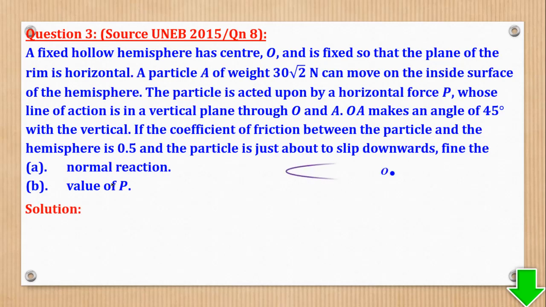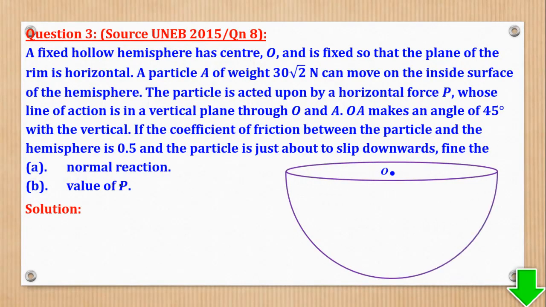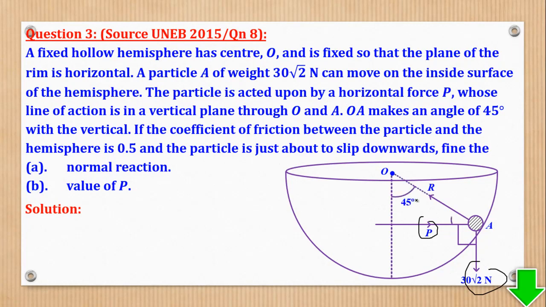So first I need to make a sketch of our hemisphere, and then put a particle at a certain point where it is at the point of sliding downwards, but maintaining equilibrium with a horizontal force P. Weight of that particle is this, and they told us that OA makes an angle of 45. That will be the normal reaction, and this is 45 with the vertical, giving you this as 45, and this also 45 by geometry. Then the friction is here, tangential.